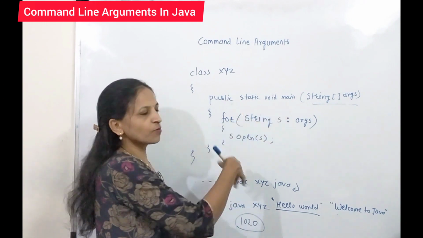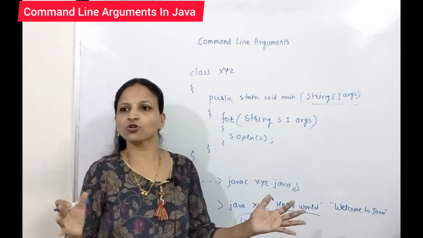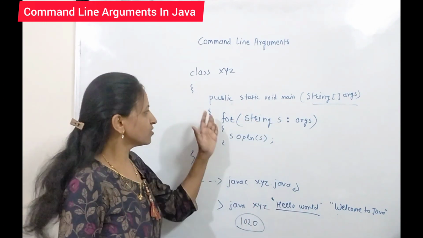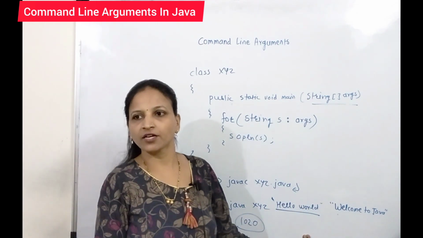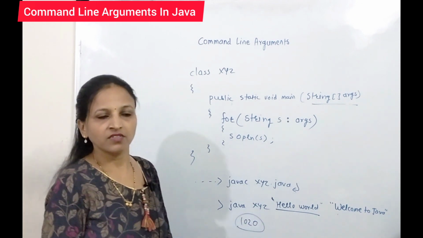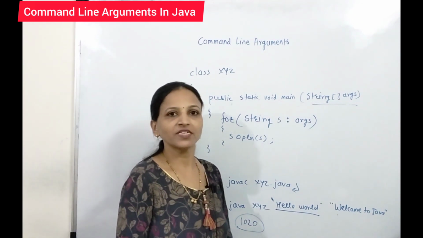Again for the second, automatically it will do for all the elements of that array. Getting? In this way you can use the for each loop again in case of command line arguments. Just write it down first. See, this is all about command line arguments in Java.